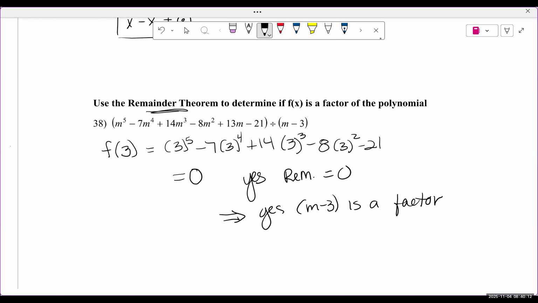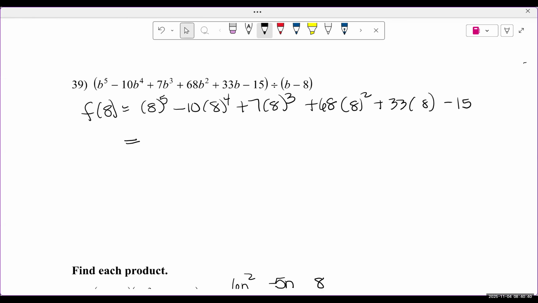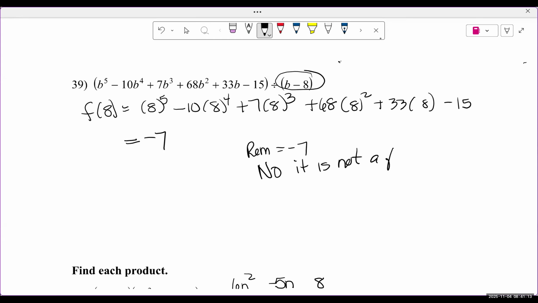Number 39, we're substituting positive 8 to see if b minus 8 is a factor. Plug that into your calculator. I like to use a spreadsheet or a Google Sheet, and I get -7. So that means when dividing, the remainder would be -7. Since it's not 0, no, it is not a factor.